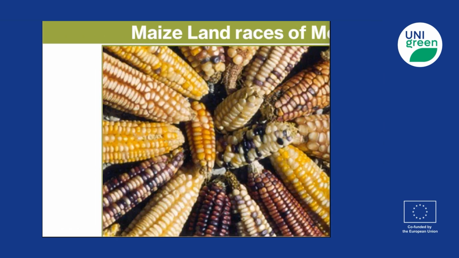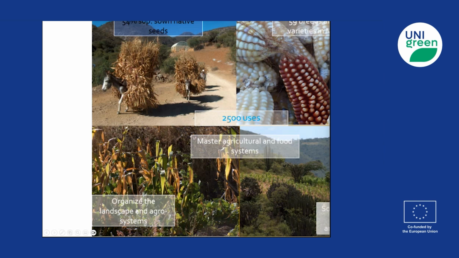So this is the case of maize, with its center of origin in Mexico and Mesoamerica, the center of origin of corn. Mexico is a big country, and they have 2,500 different uses, so not only as a grain, but for many other things. They organize the landscape of the agro-ecosystem with different varieties, but it's also part of the culture. I think I mentioned that last class. It's very important, the culinary, but also the social and cultural organization around this plant.